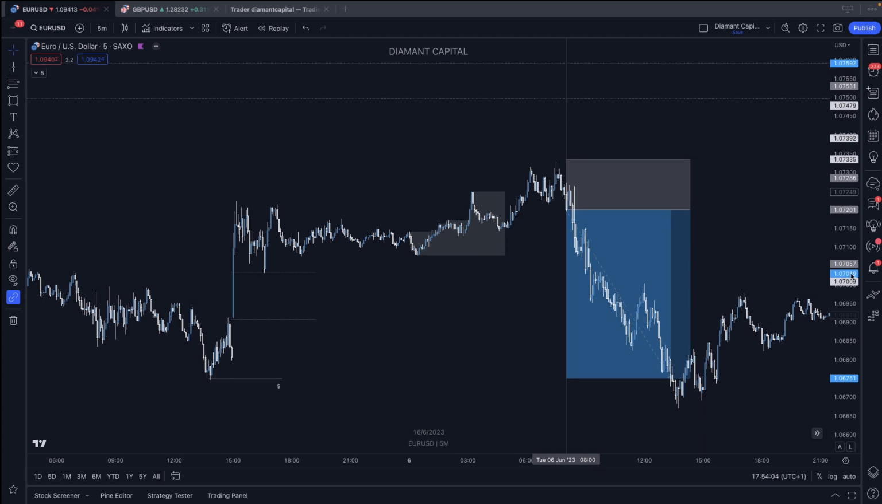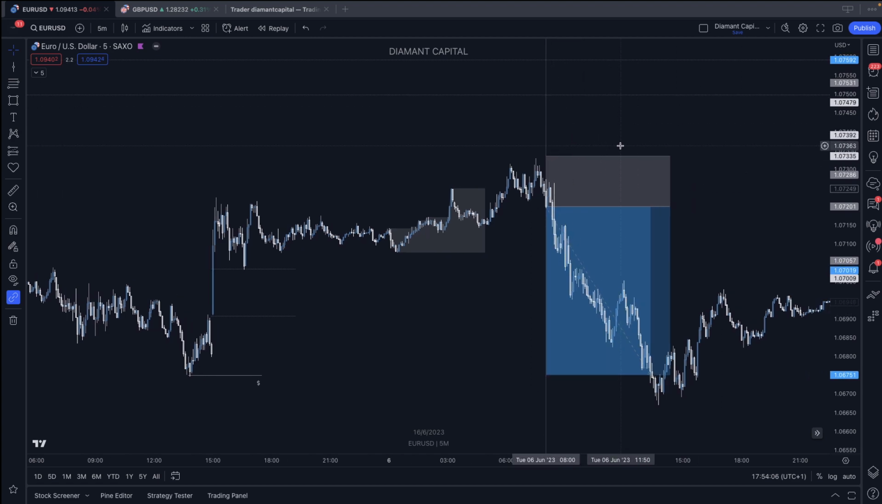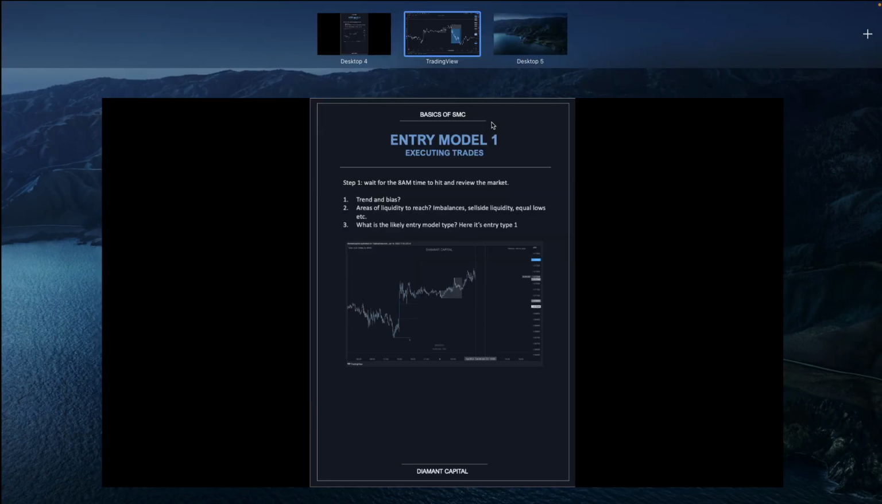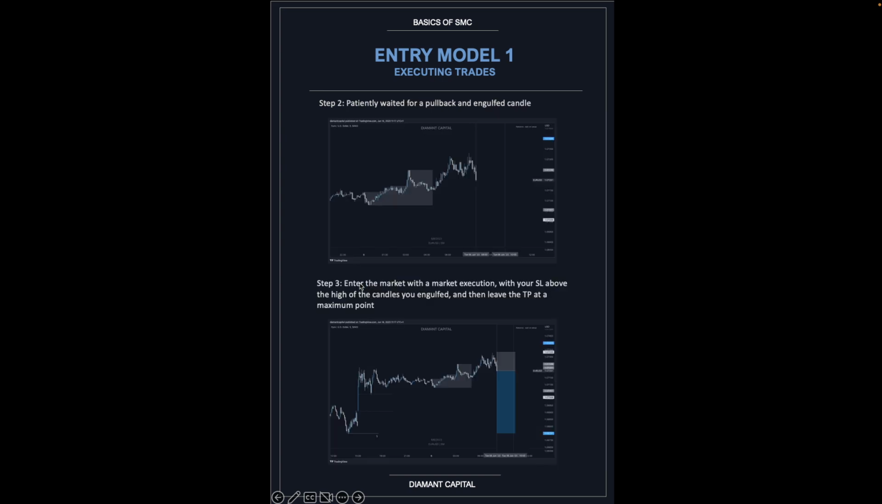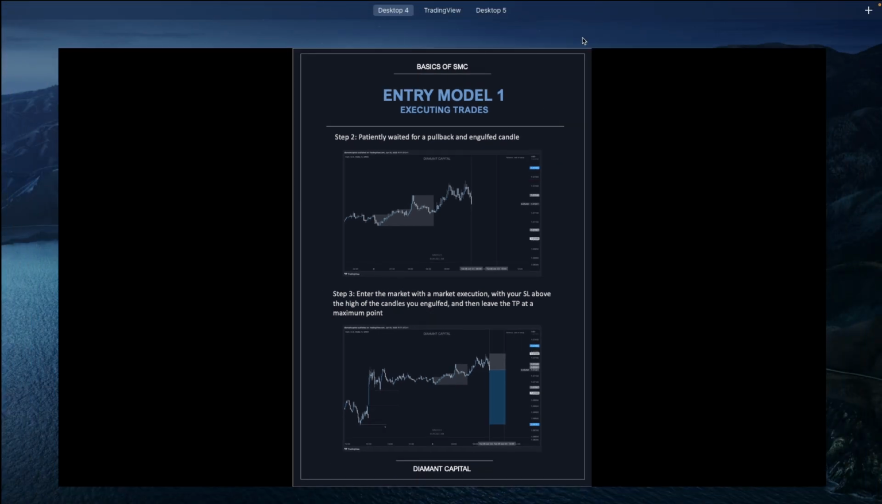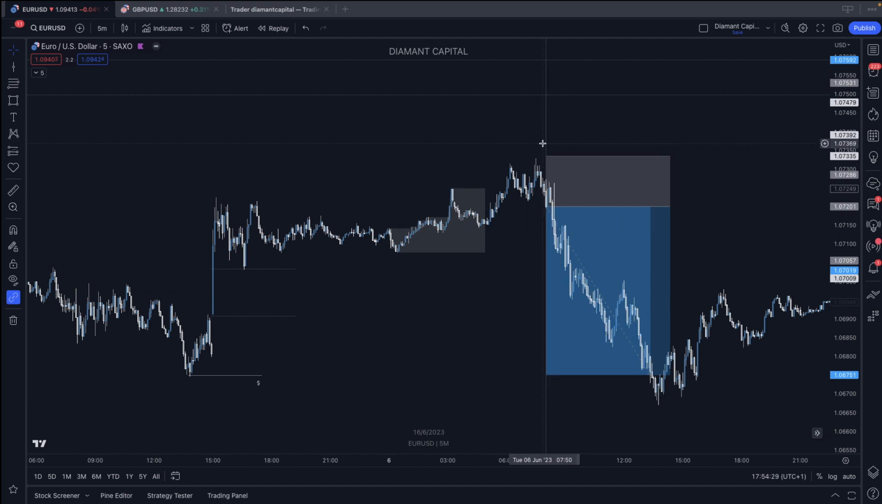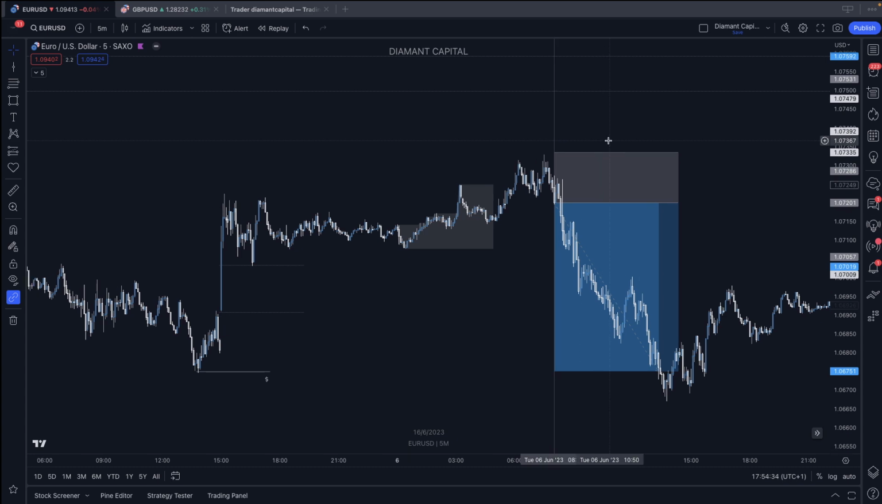But from what everything presented us, between 8 o'clock and 10 o'clock, what we did see was price started to really look downwards. Okay, so that's the first thing we look for. Where can price actually move towards? And we clearly identified this imbalance right here. Second step, patiently wait for a pullback and an engulfed candle. Again, as soon as we get close to that 8 o'clock open, we're going to start to look for entries. So what we're going to look for is 8 o'clock to open up, and then can we start to see an engulf candle?